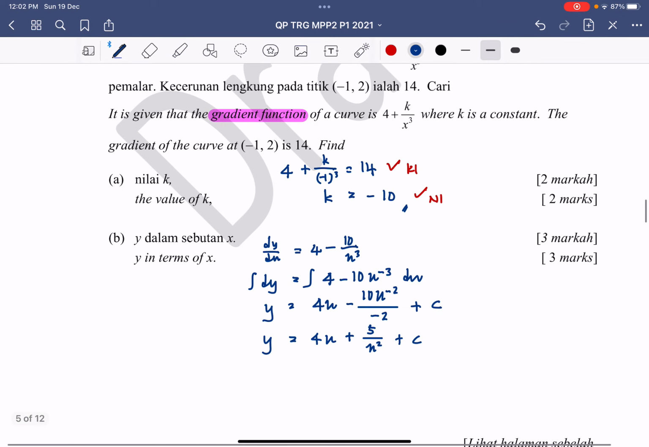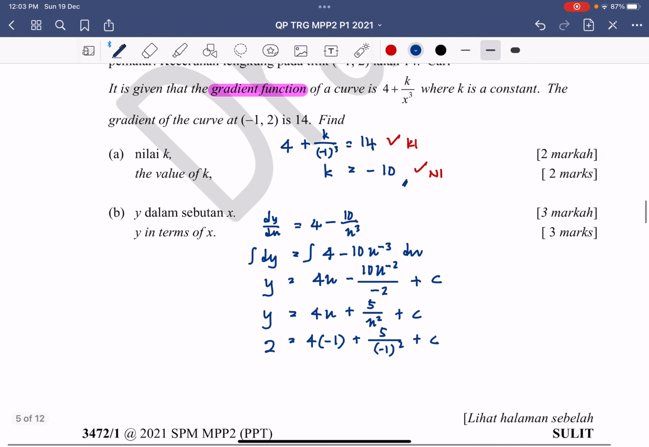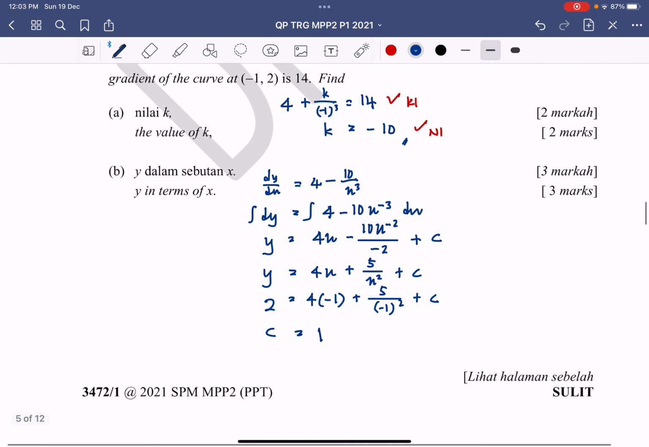And in order to find your value of c, you need to make use of your coordinates -1, 2. So when x equals to -1, y equals to 2. We just sub this inside the equation. Y equals to 2 when x equals to -1. So with this, you should get your c equals to 1. And finally, y will be equal to 4x plus 5 over x squared plus c, where c will be 1. That's your final answer.